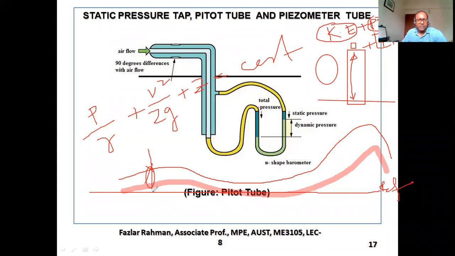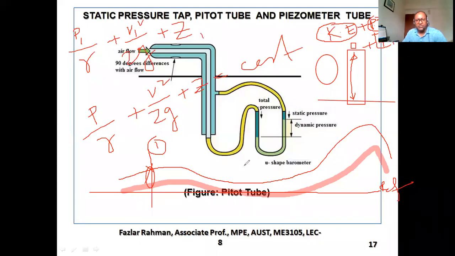So applying Bernoulli's equation right over here, I'm saying this is point 1. Then what will be the energy right over here? P1 by gamma, plus V1 square by 2g, plus Z1. Z1 means height from your reference line. If this is the reference, say this is Z1.